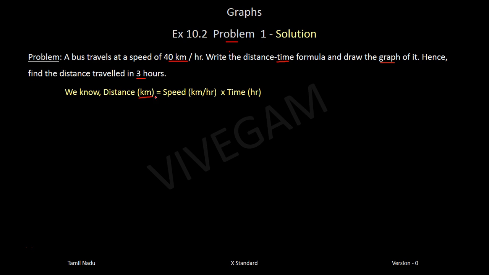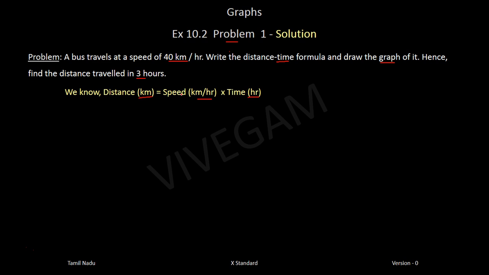Distance is in kilometers, speed is in kilometers per hour, and time is in hours. Otherwise it will not match. They have given it as kilometers per hour and it's hour, so otherwise the units will not match. So we have to be careful about that. Okay, so distance equals speed into time.